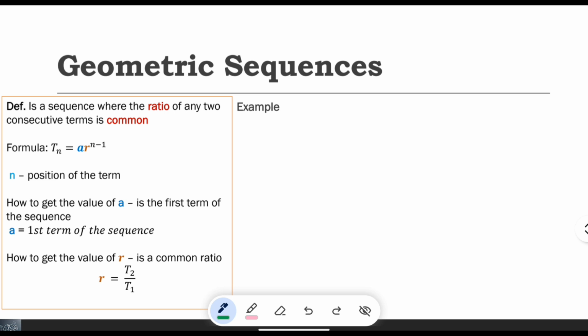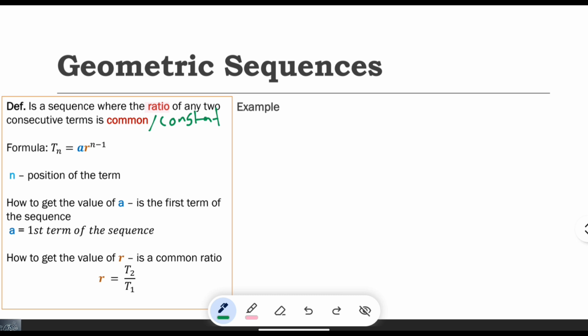In this video we'll be focusing on geometric sequences. What is a geometric sequence? Here's the definition: it is a sequence where the ratio of any two consecutive terms is constant, or common. I like to use the word constant. What do we mean by that? The ratio of the consecutive terms is constant.